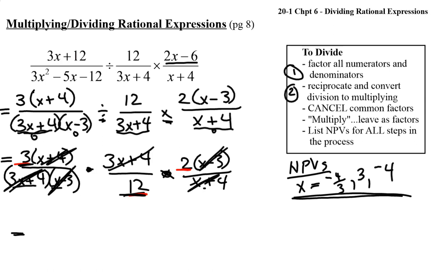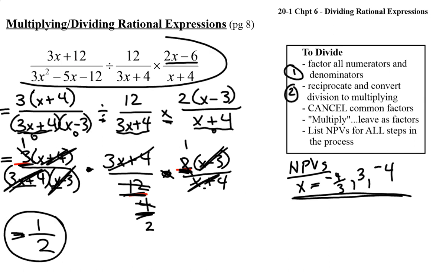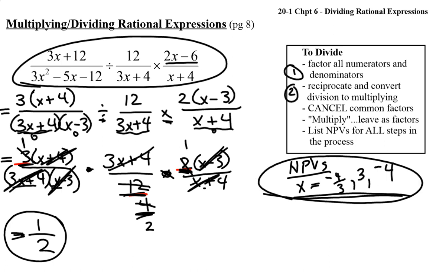3 and 12 will reduce by 3. Leaves us with a 1. 12 divided by 3 is 4. We now have a 2 and a 4. Those will cancel by 2. Leaves us with a 1 and a 2. So our answer is 1/2. This big multiplying dividing question is equal to 1/2. And when does it equal 1/2? It equals 1/2 as long as our x's don't equal -4/3, 3, or -4.